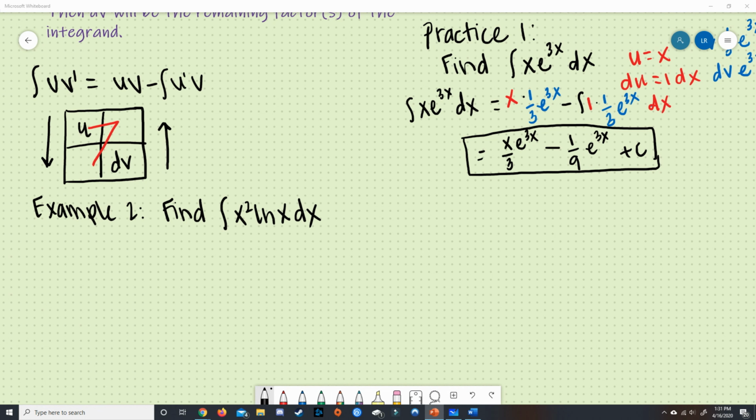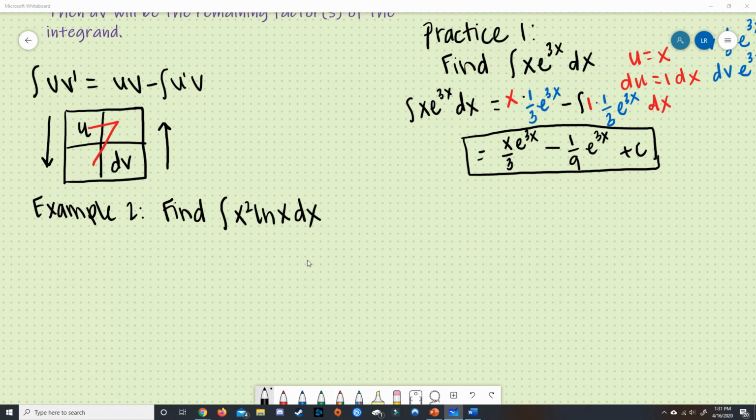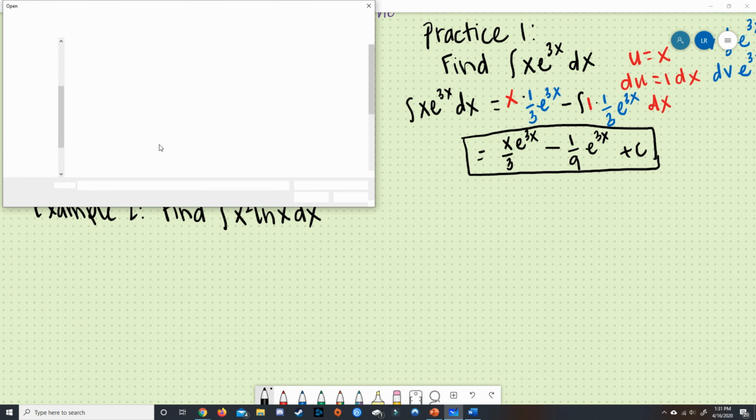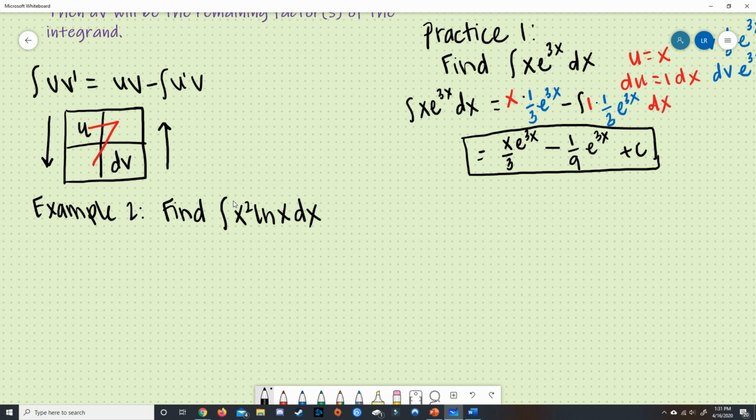So let me see if I can import this in here so that you can see it. I'm learning this new piece of technology and it's kind of cool so far. Don't have any complaints. All right.